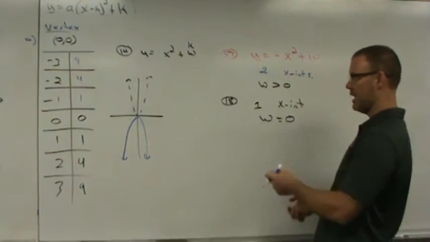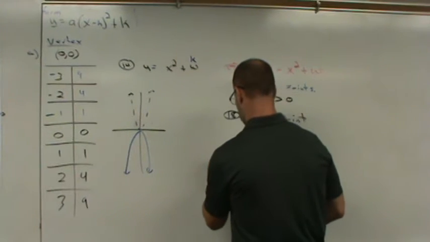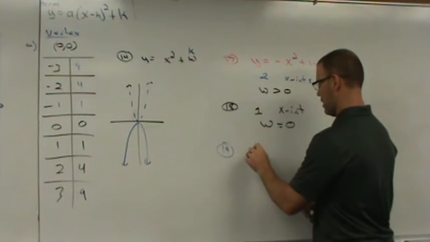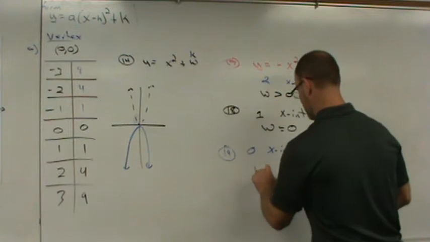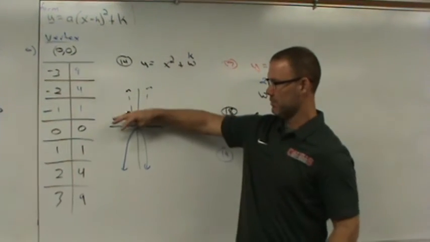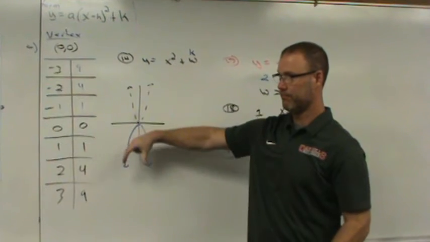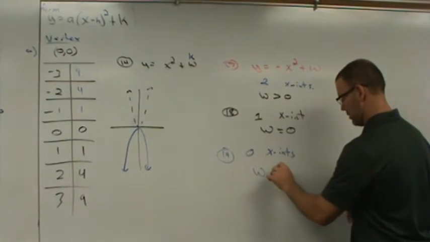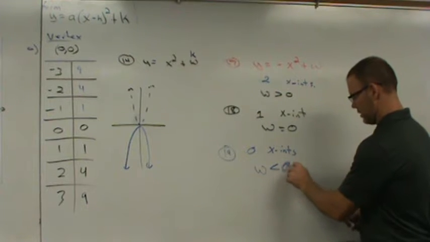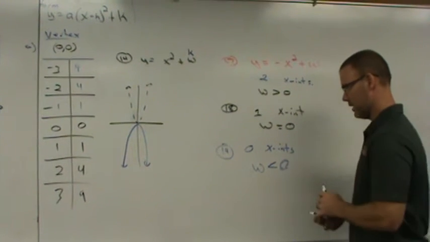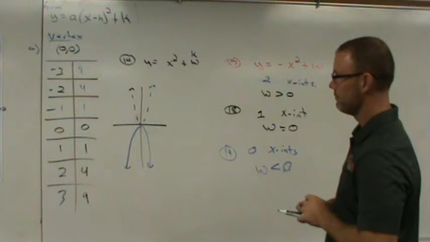Or k, I could say k. It's the same thing. And then 19. You should be able to think about this. I want 0 x-intercepts. What does w have to be? It's got to shift down. w has to be a number less than 0, actually. Not less than 1, less than 0. In other words, it's got to be a negative number.